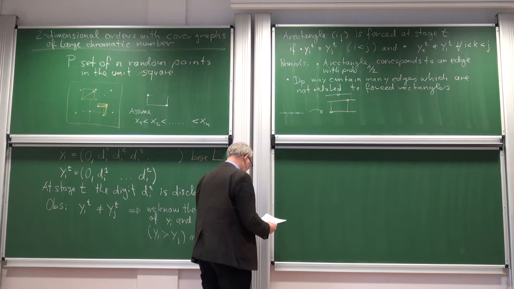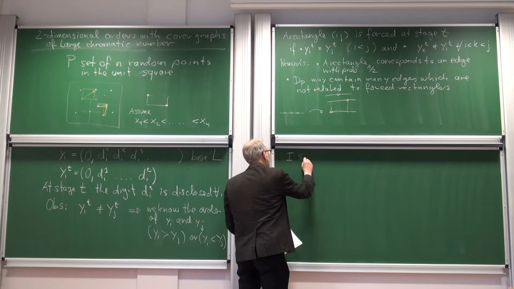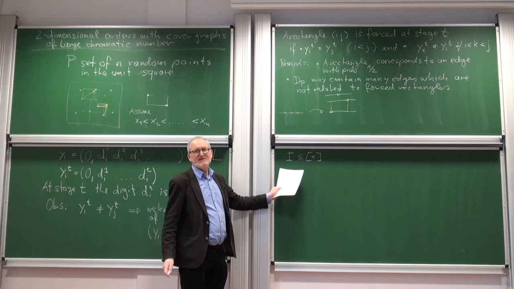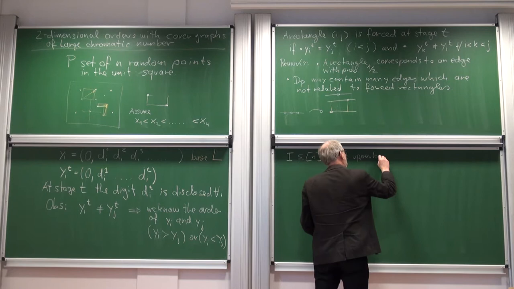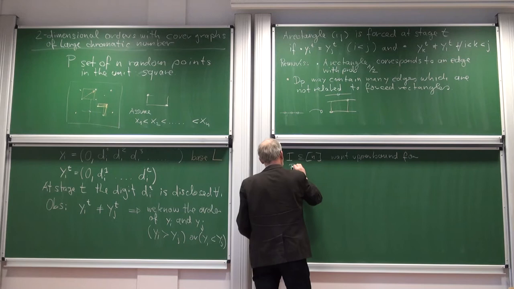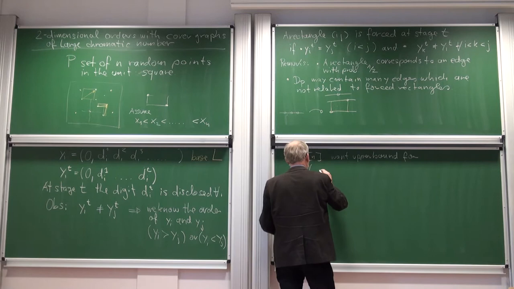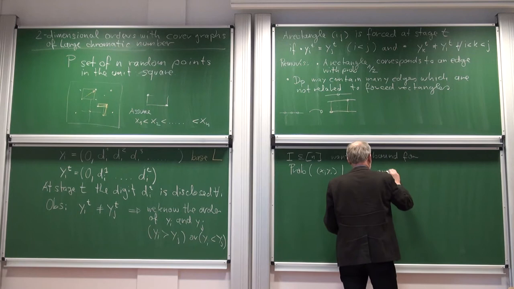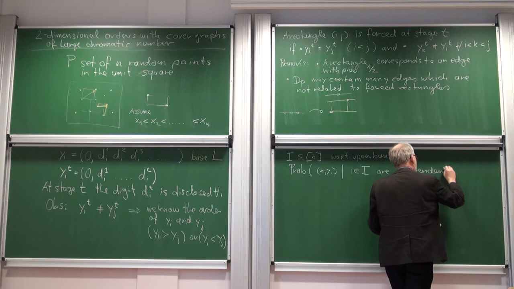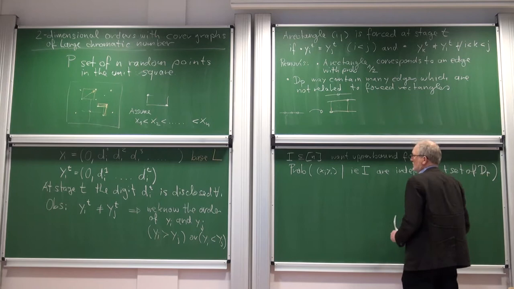Now we take a subset of n, and we want to bound the probability that this is going to evolve into an independent set. Upper bound for the probability that the points with i in I are an independent set of DP. This probability we want to study.